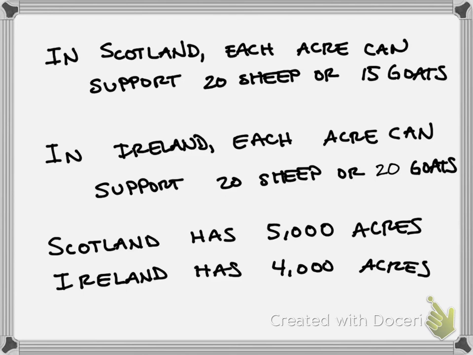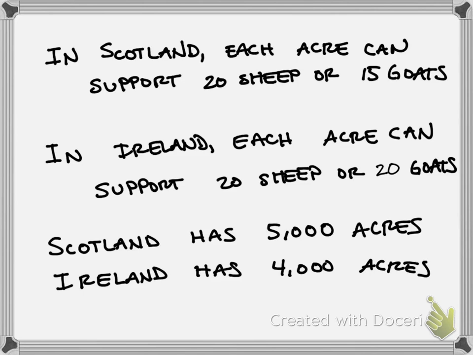the gains from trade. So in this example, this model, what we have are two countries, Scotland and Ireland. Each country has their own production function that allows them to produce based on inputs. In this case, the input is land. So for each acre of land, Scotland can support 20 sheep or 15 goats. Ireland, for each acre, can support 20 sheep and 20 goats. Now Scotland is slightly bigger. They have 5,000 acres, and Ireland has 4,000 acres.